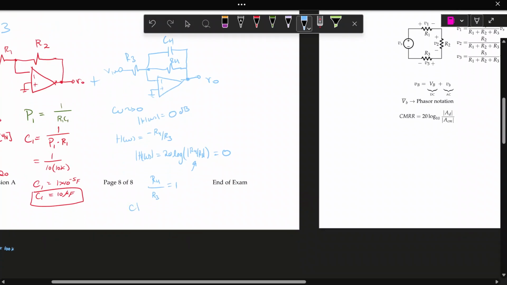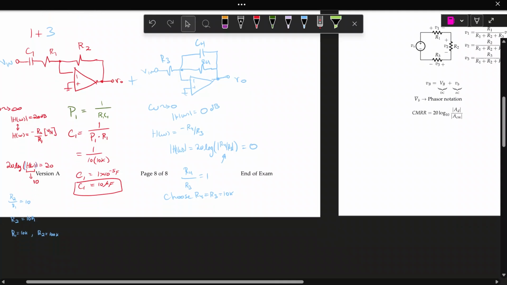So we can choose R4 equal to R3. Let's just pick 10k ohms because we picked 10k ohms for the R1 over there. So we know what R4 and R3 are by choice. Now, how do we choose our capacitor? How do we solve for the capacitor value? We do the same thing.